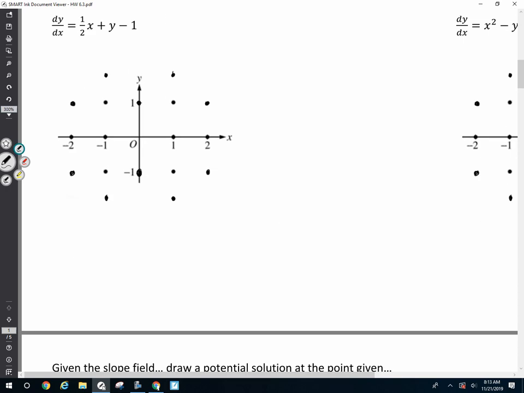One half x plus y minus 1. I don't know why I did this to myself, but whatever. All right, for this situation, it's probably easiest just to write down some points. Start with when x is 1. Probably should start when x is 0.